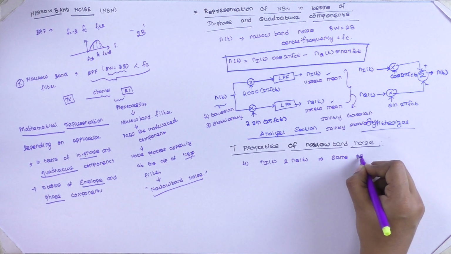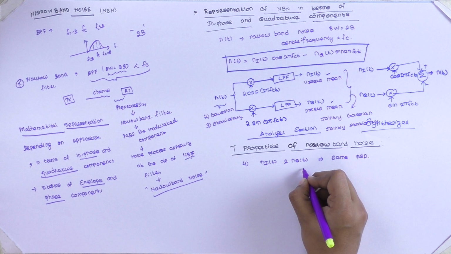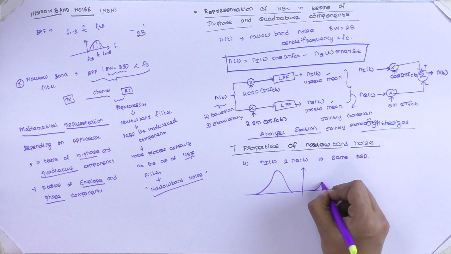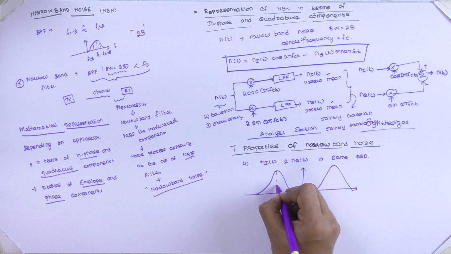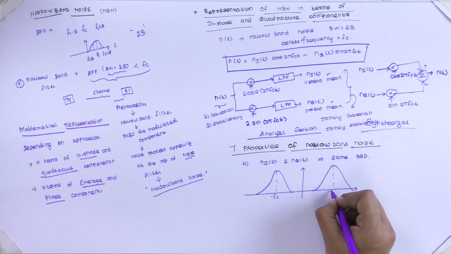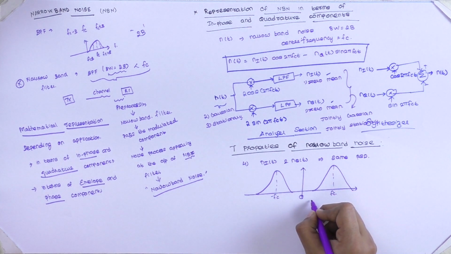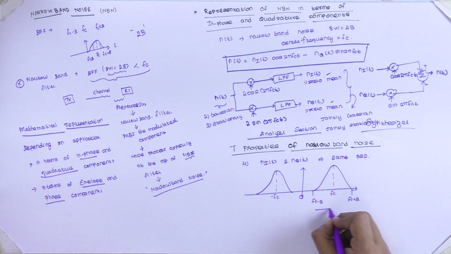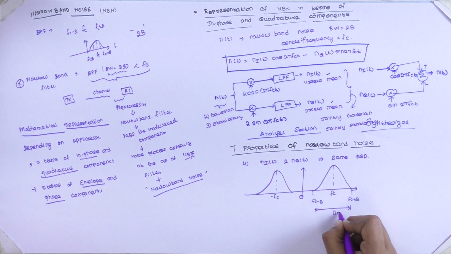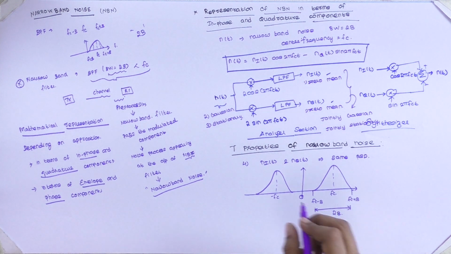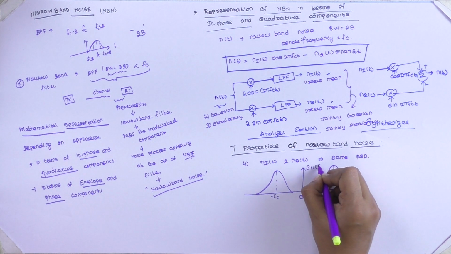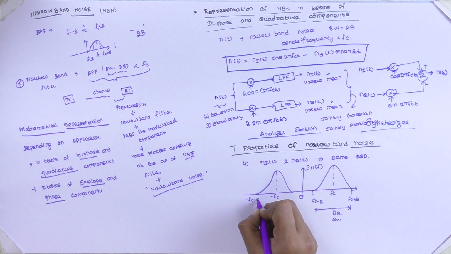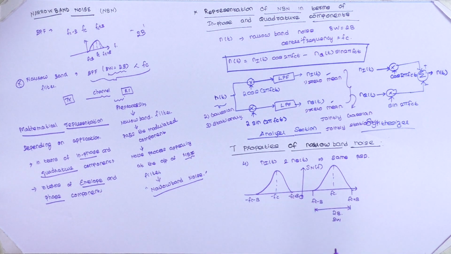And what is the power spectral density formula? Minus Fc and Fc, this is 0, Fc minus B, Fc plus B. Total bandwidth is 2B. This is the power spectral density for the narrowband noise. Here minus Fc minus B, minus Fc plus B.